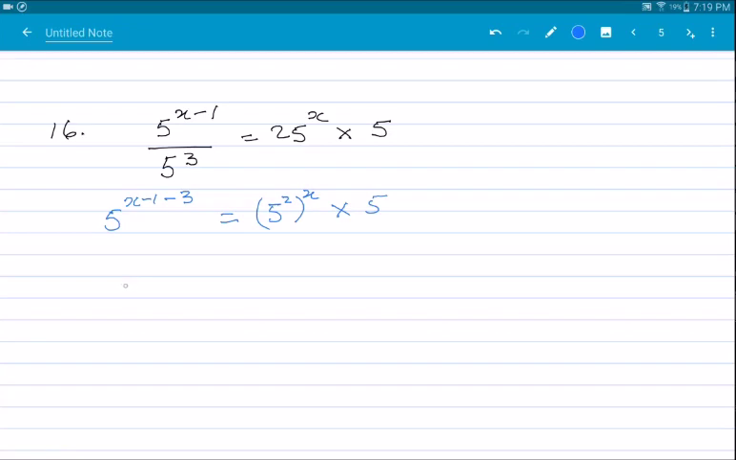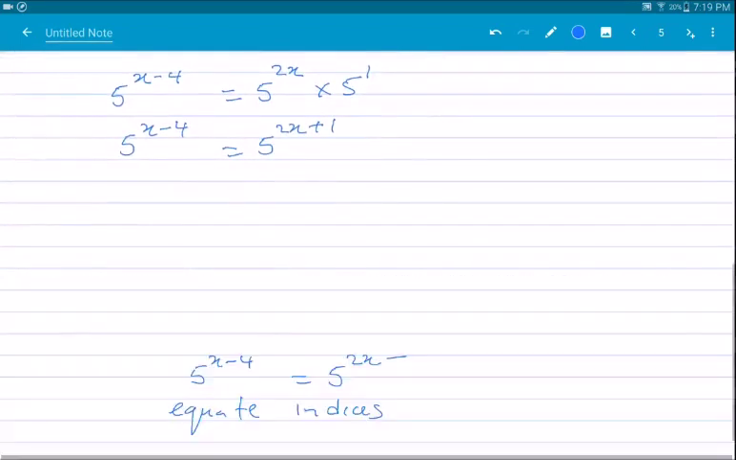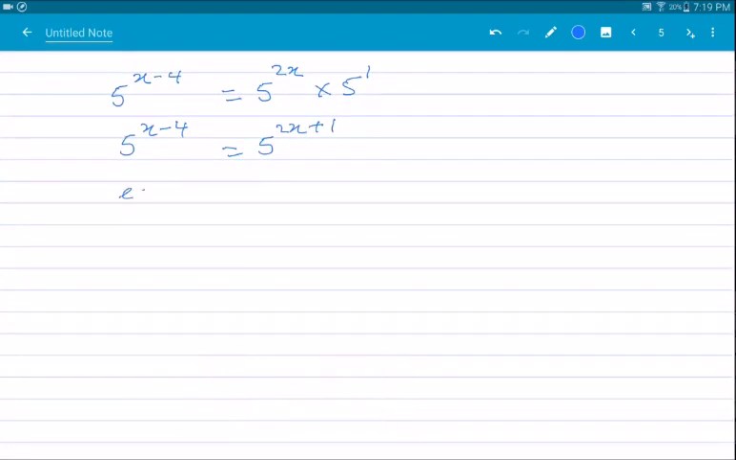Now I simplify. I get 5x to the minus 4 is equal to 5 to the 2x times 5. Again, remember 5 is the same thing as 5 to the 1. And so I have 5 to the x minus 4 is equal 5 to the 2x plus 1. We add the indices. Now I can equate indices. X minus 4 is equal to 2x plus 1.